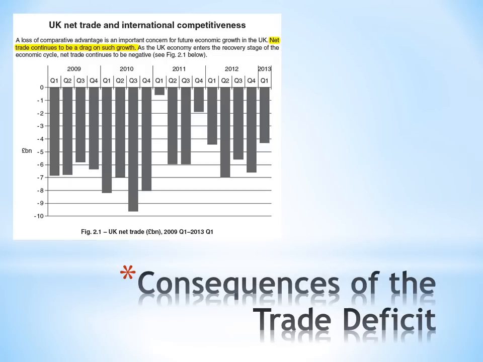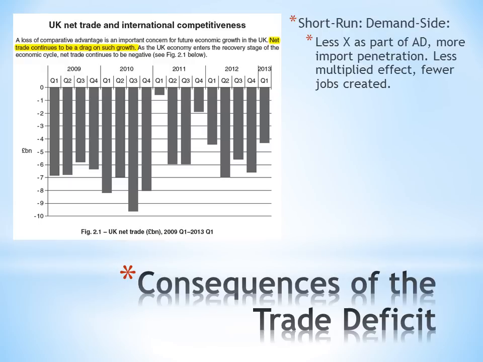What then are the consequences of the trade deficit? Well, there's a clue in the stimulus here that I've highlighted. Net trade continues to be a drag on growth. So in the simple demand side point, you've got a trade deficit. That means you're spending on imports, which are not a component of AD, and there's less spending on exports, which is a component of AD. If only we could get X up, we'd have a multiplied increase in national income and greater job creation.